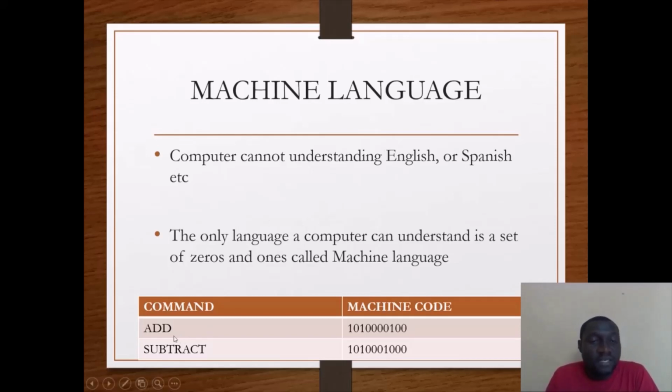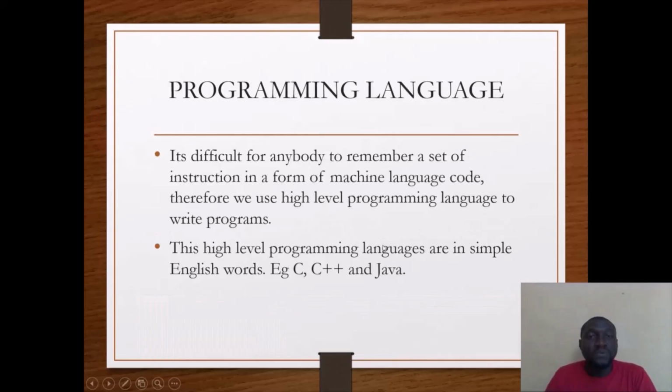For instance, if you want to tell the computer to add, the set of zeros and ones that the computer needs to read are 10100000100. Similarly, if you want to tell the computer to subtract, you need to code for the computer to read the machine language 101000100. So, as I was saying, the computer cannot speak English. It doesn't understand English. It doesn't understand Spanish. All it understands is a set of zeros and ones.